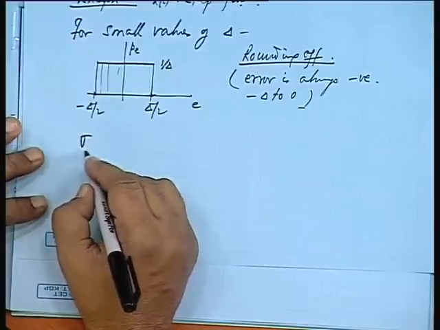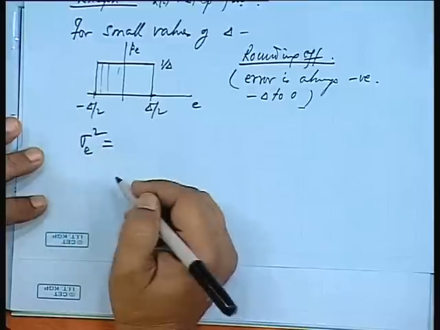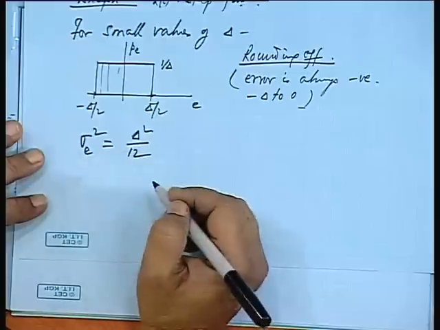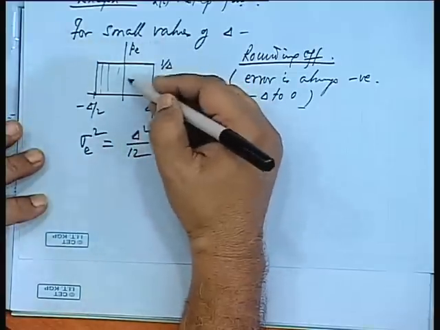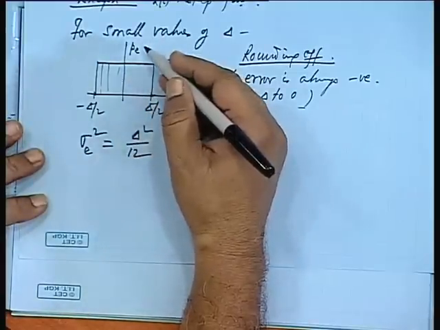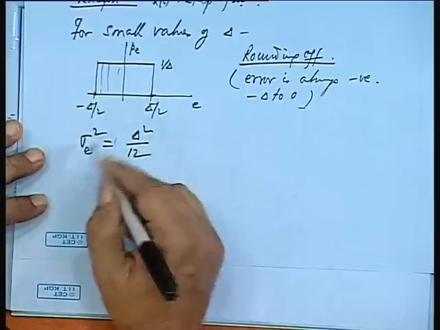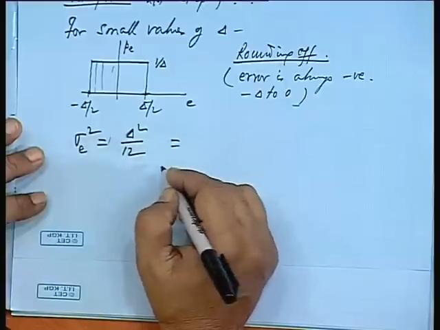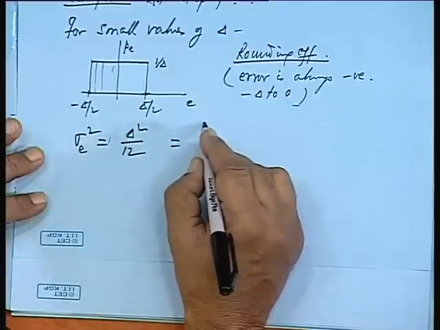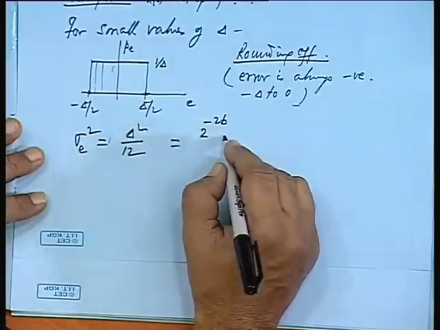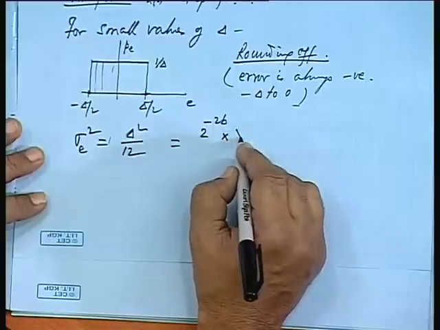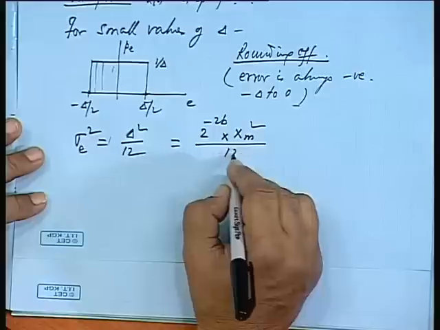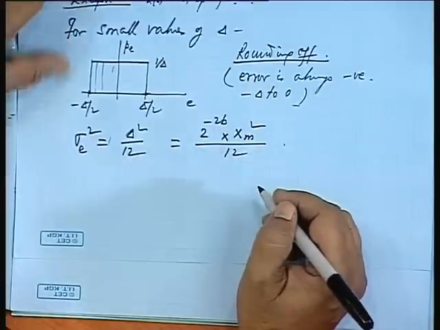So, from here sigma e squared will be delta squared by 12. You take the square of the error, integrate and then find out from there. Sigma e squared is 2 to the power minus 2b into xm squared divided by 12.